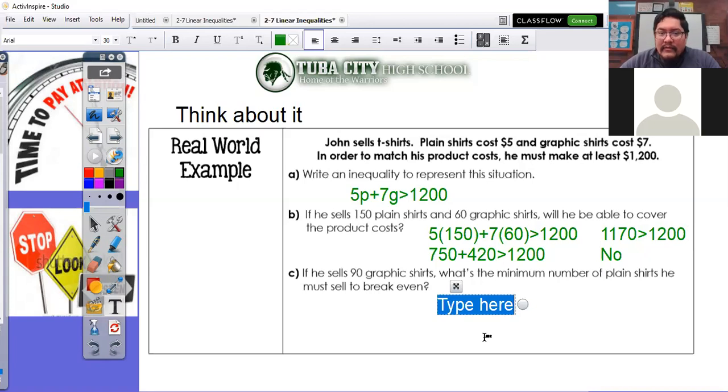All right, so let's see. In this case here, it says he sells 90 graphic shirts. What is the minimum number of plain shirts he must sell to break even? So maybe he had a big order. When he opens his shop, he notices that he got a big order in for 90 graphic shirts. And to keep from running a loss, he needs to know the number of plain shirts he would have to sell to break even.